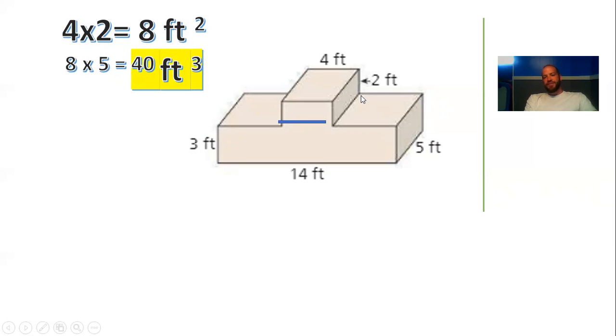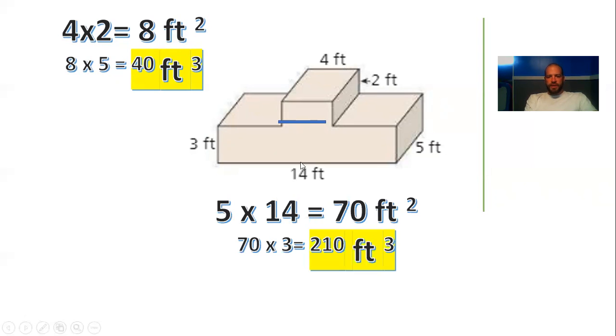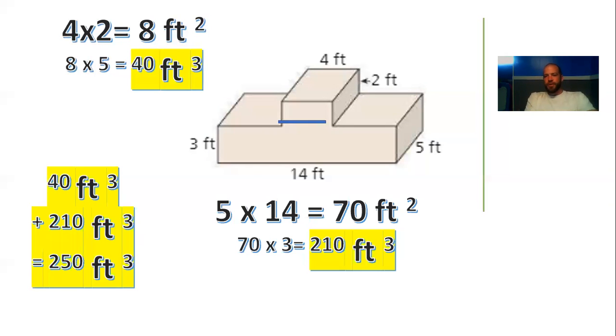8 times 5 is 40. So this top guy is 40 cubic feet as for a volume. And then the bottom one, we can just do 14 times 5 is 70. So that means the bottom face is 70 square feet. And then 70 goes up and down 3 foot, which gives you 210. And then to finish everything, we just add those two together, and we get 250 cubic feet.